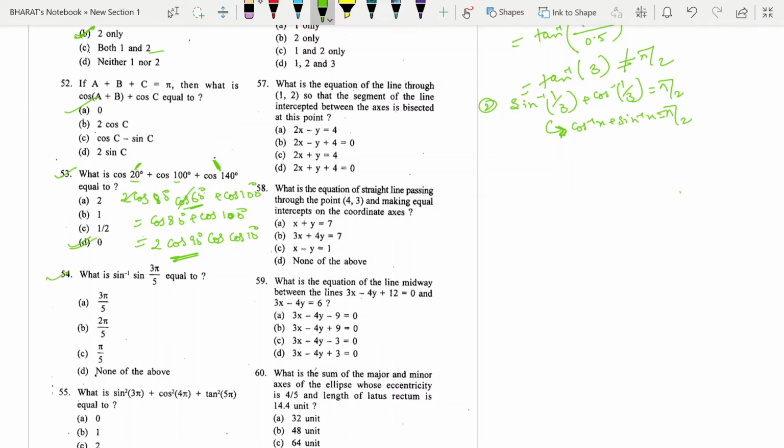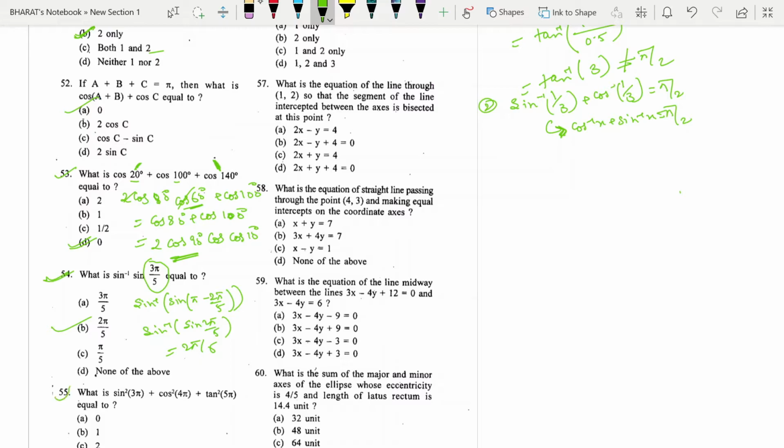Now onto question number 54. What is the value of sine inverse sine 3 pi by 5? This angle, 3 pi by 5, is less than pi but greater than pi by 2. So what we will do is sine inverse sine of pi minus 2 pi by 5. It will give us sine inverse sine of 2 pi by 5, and hence the answer is 2 pi by 5.